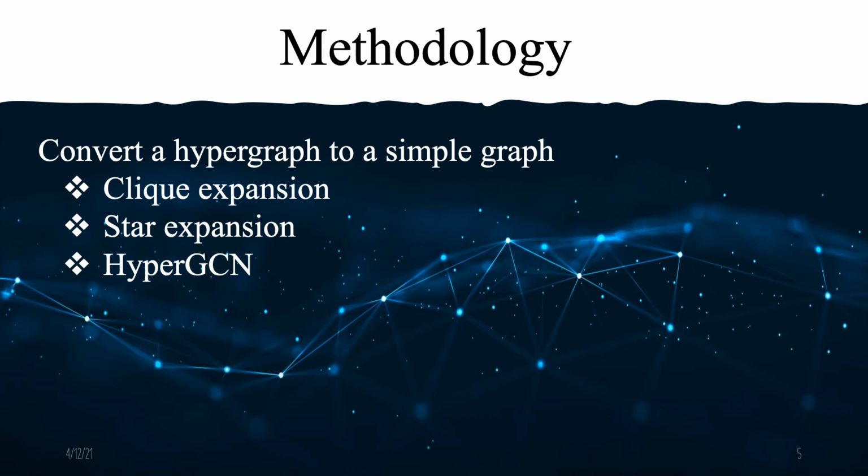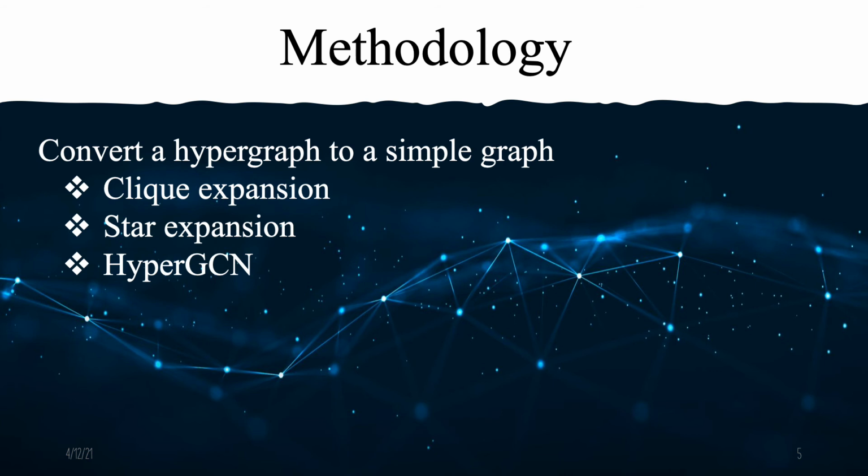The next method is the star expansion. A star graph is a graph which has a central node that is connected to every other vertex in the graph. So each vertex in the graph has a degree of 1 except the central vertex, which has a degree of n minus 1, given n vertices in the graph. Here again, using the definition, the idea is to introduce a new node V such that for every hyperedge, the node V will be connected to every other node in the hyperedge.